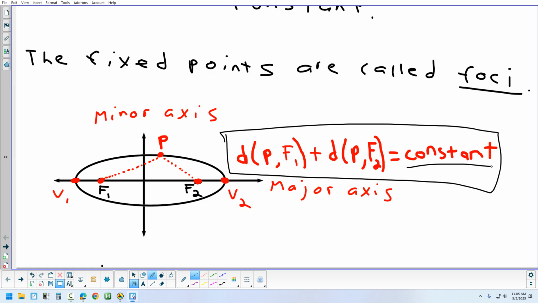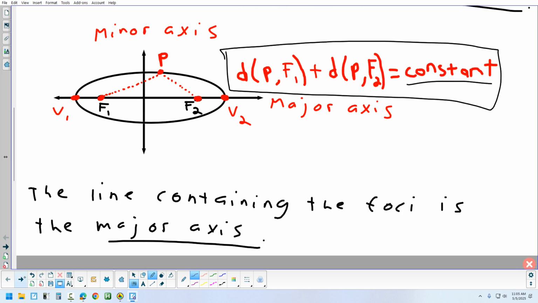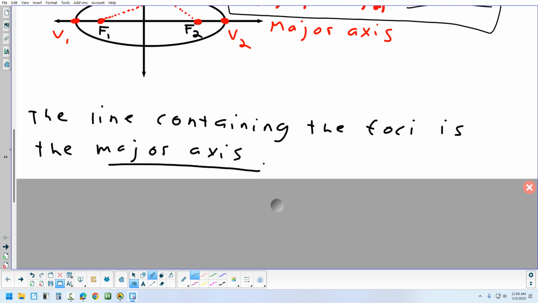Now, if you draw a line through the foci, that is called the major axis. There are 2 different directions the major axis can go. In an ellipse, your major axis can be horizontal or vertical. We will not be drawing an ellipse that's on an angle. It will always be horizontal or vertical. Okay, so we have the major axis.